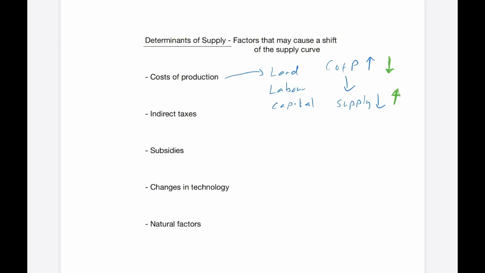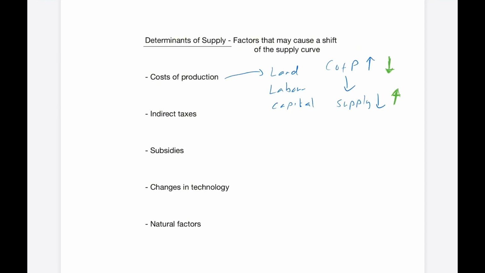Okay, so just to recap, if the cost of production increases, firms are going to be less willing and able to supply the product, so supply will decrease. But if the cost of production decreases, then firms are going to be more willing and able to supply the product, so supply would increase as a result.